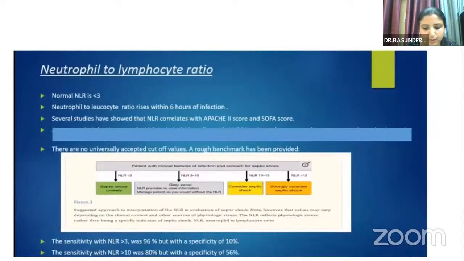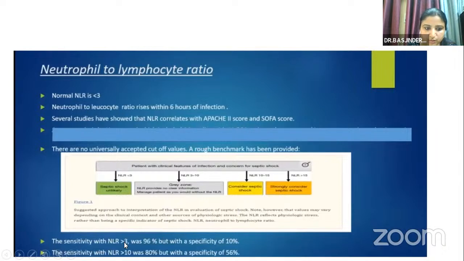Last but not the least, neutrophil to lymphocyte ratio. The normal is less than 3. It rises within 6 hours of infection, and several studies have shown that NLR correlates with APACHE 2 score and SOFA score. So if NLR is less than 3, septic shock is unlikely, and as the value increases, you can consider strongly the presence of septic shock.